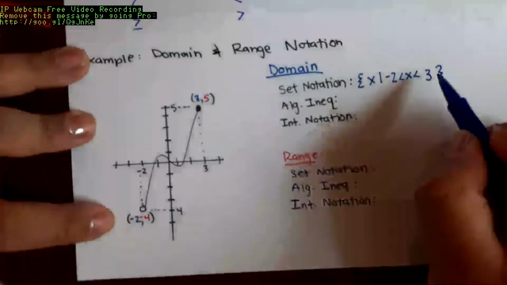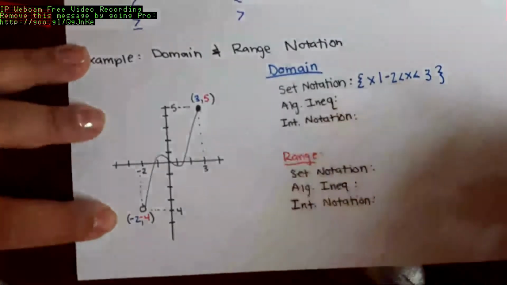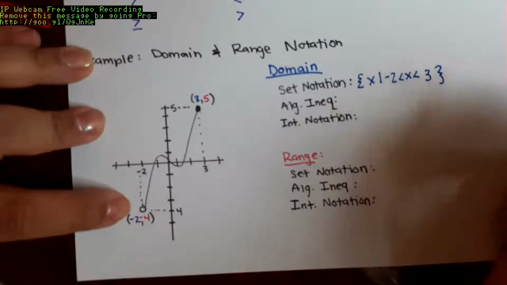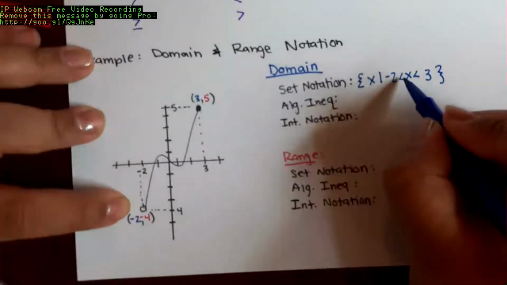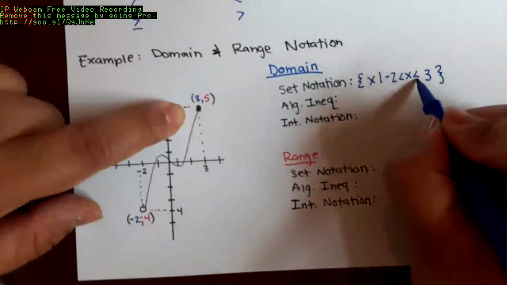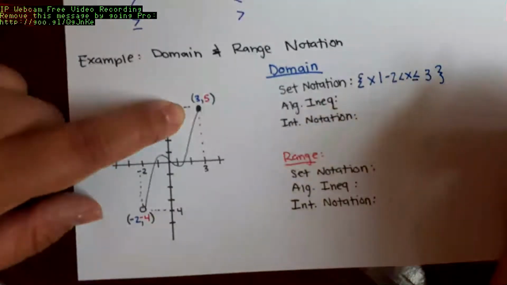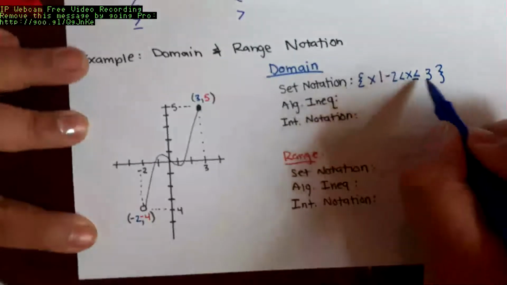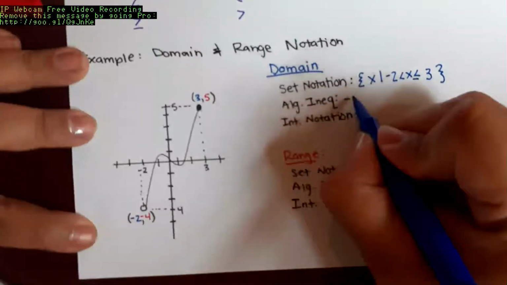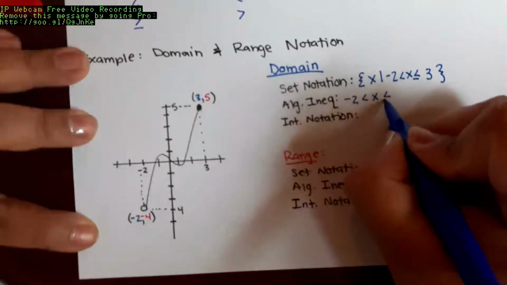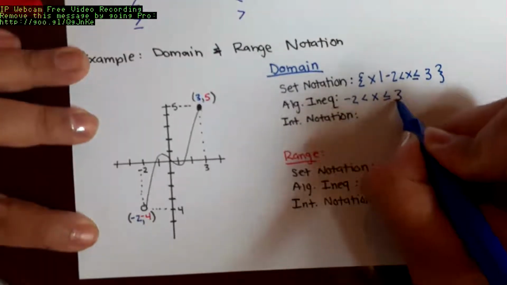So remember, now I need to see whether it's going to be equal to. So over here at this -2, it's an open circle, so that's going to stay like that. Up here with my 3, that's a closed circle, so this will be my less than or equal to. So now from algebraic inequality, I'm just going to copy down what's in here in my set notation. So -2 less than x less than or equal to 3.